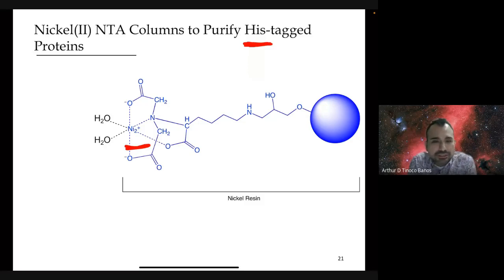You guys know this, hard, soft, acid-base theory. We're just taking advantage of that technique. I'm not sure why this happened. This is actually supposed to be 2+. I will fix that in my slides.